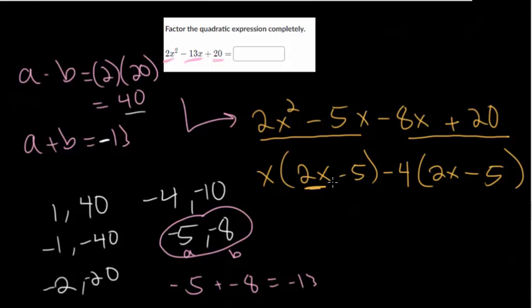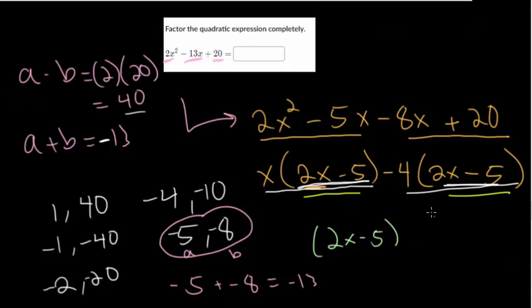And notice we ended up with the same expression in both sets of parentheses. So out of these two terms, this one here and this one here, they share the same common factor, this 2x minus 5. So that's what we're going to pull out from both of them. So I'm going to factor out the 2x minus 5.